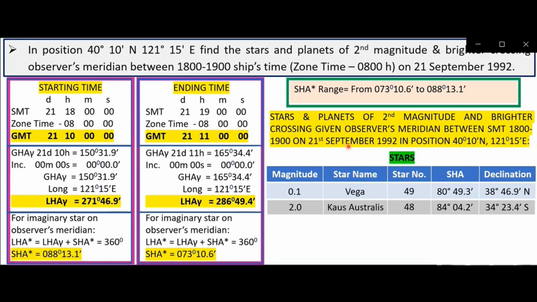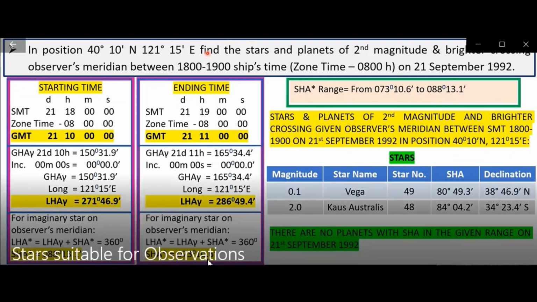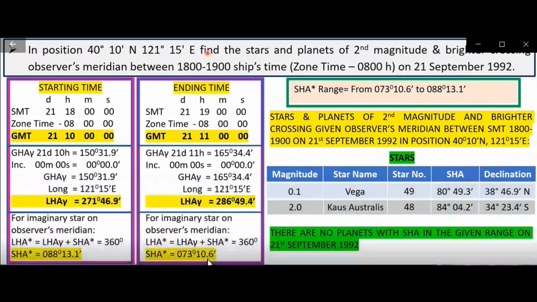And when we go to the daily pages of the Nautical Almanac for 21st September 1992, we find there are no planets with SHA in the given range on that day. Therefore, we do not have any planet which is going to cross the observer's meridian in this window. On the other hand, we have 2 stars of second magnitude and brighter, which shall cross the meridian of the observer between 1800 hours and 1900 hours. Okay, so beta, we have the full procedure now, right from beginning to end of this particular question. Have a good look at it and let me know any doubts coming to your mind.